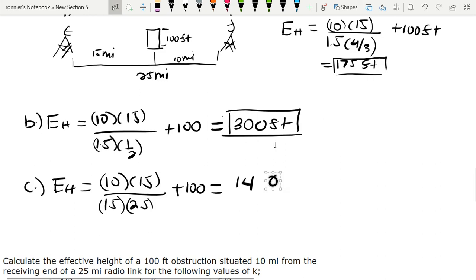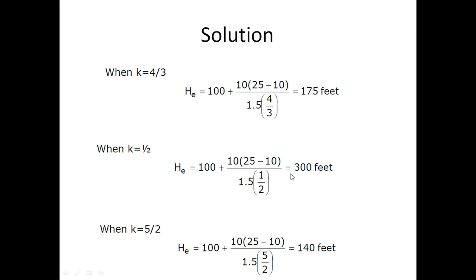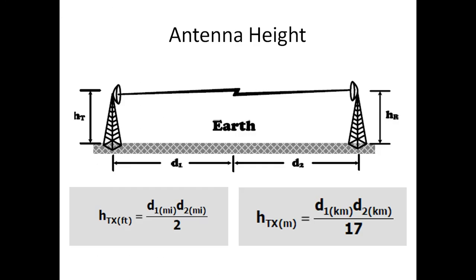So, 140 feet. Okay. So, tingnan natin kung tama yung ating sagot. Ayan. So, 140, 300, and 175. So, tama naman tayo. Okay? Okay. The next parameter is called the antenna height.